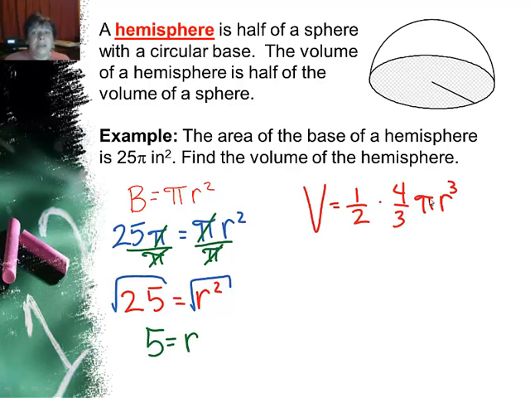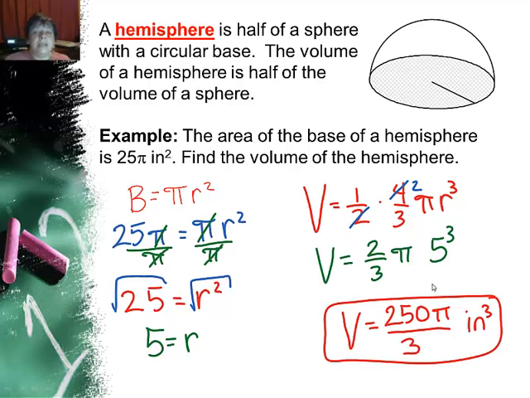Then, instead of writing down the normal 4/3 pi r cubed, I put a half in front because it's half of the volume of the sphere. I can actually simplify that 4 and that 2 and put in 5 for the radius. And then when I multiply everything out to get an exact answer, I get 250 pi, because 5 cubed is 125, times 2 is 250, all over 3. 250 pi over 3 inches cubed.